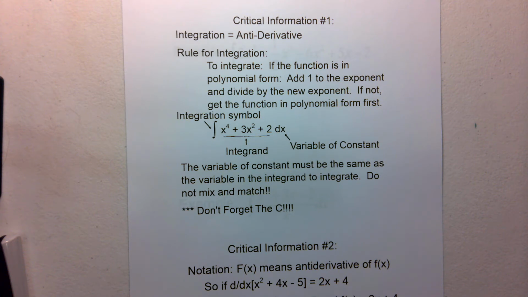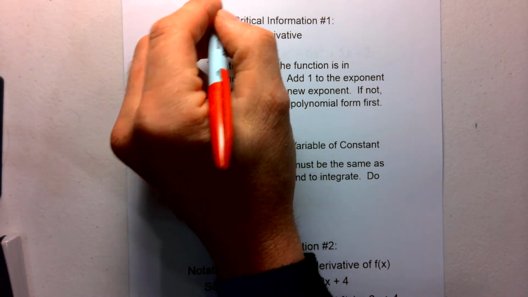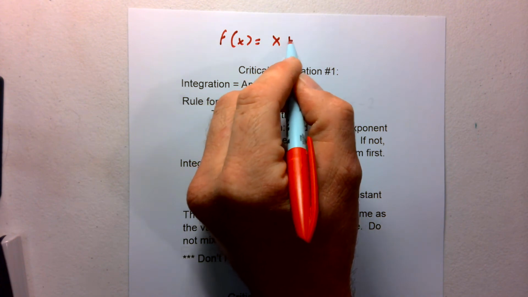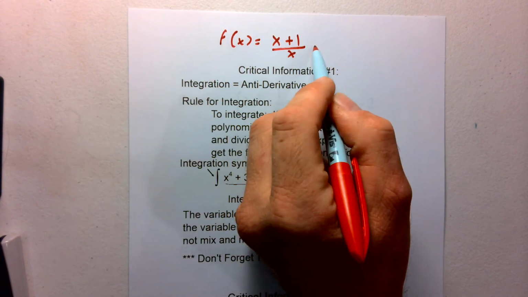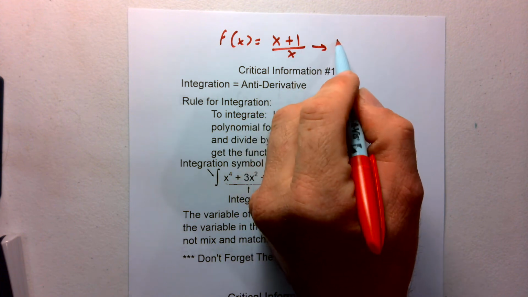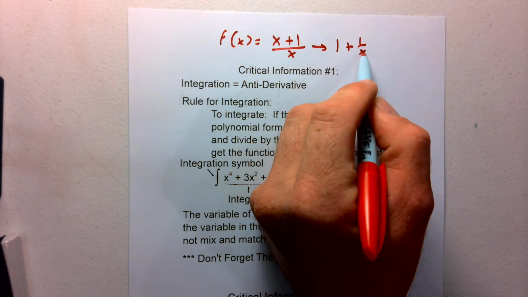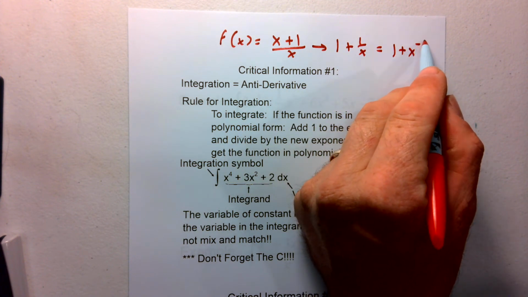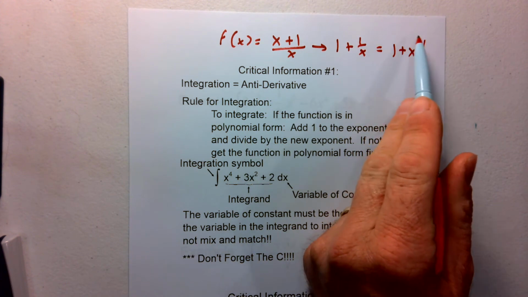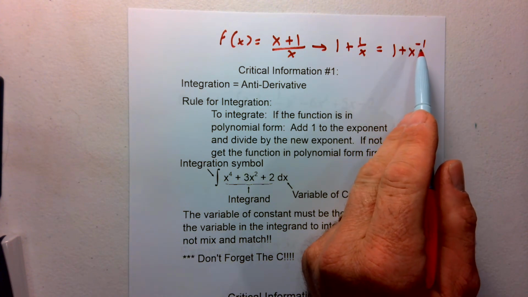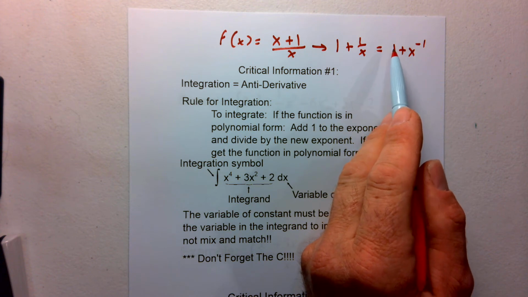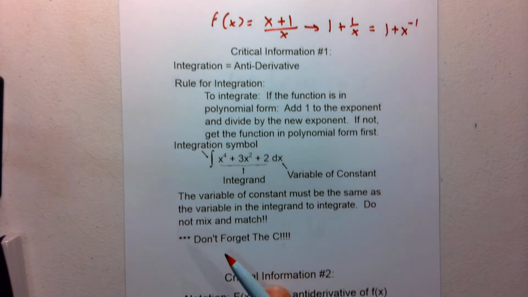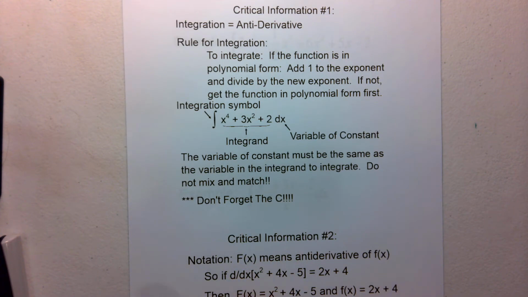If you recall the power rule for derivatives, if we gave you f of x, it had to be in polynomial form. If I gave you x plus 1 over x, we broke this up first. So 1 plus 1 over x, and then we wrote this as x to the negative first. So we wrote it as 1 plus x to the negative first. It's got to be in this polynomial looking form, which just means that we have all our x's in the numerator and they're all separate terms. That's what I call polynomial looking form.